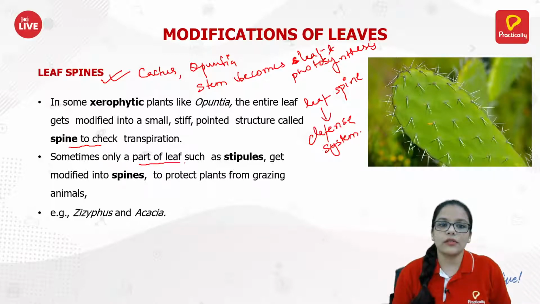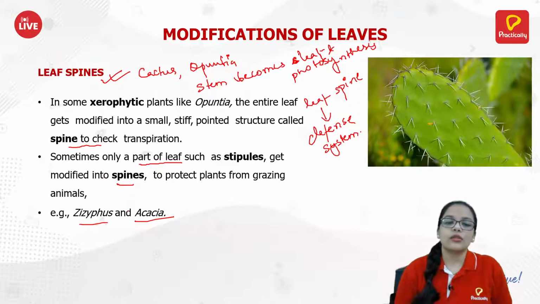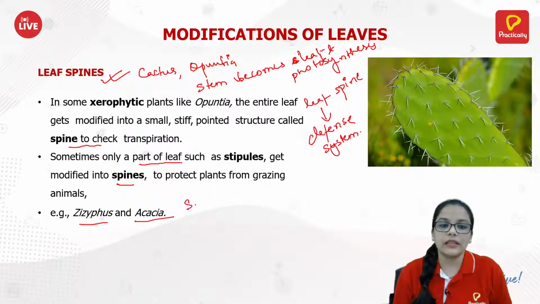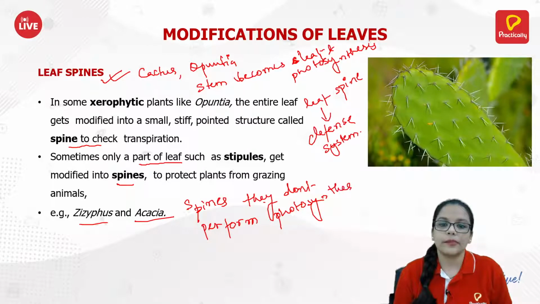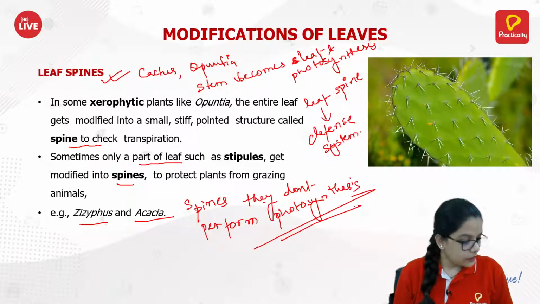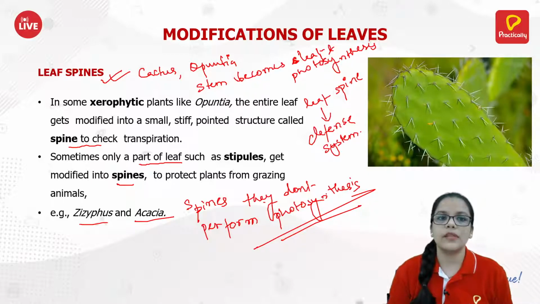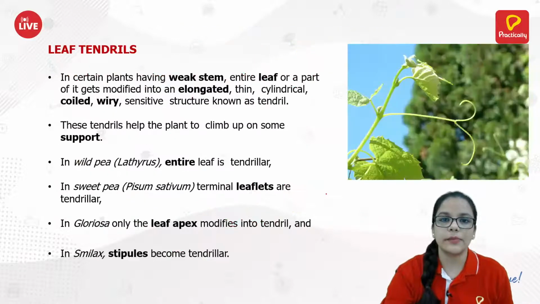Sometimes only one part of leaves, such as stipules, gets modified into spines, such as in Ziziphus and Acacia. Okay, so these spines don't perform photosynthesis. So this is what happens when it modifies into a spine.